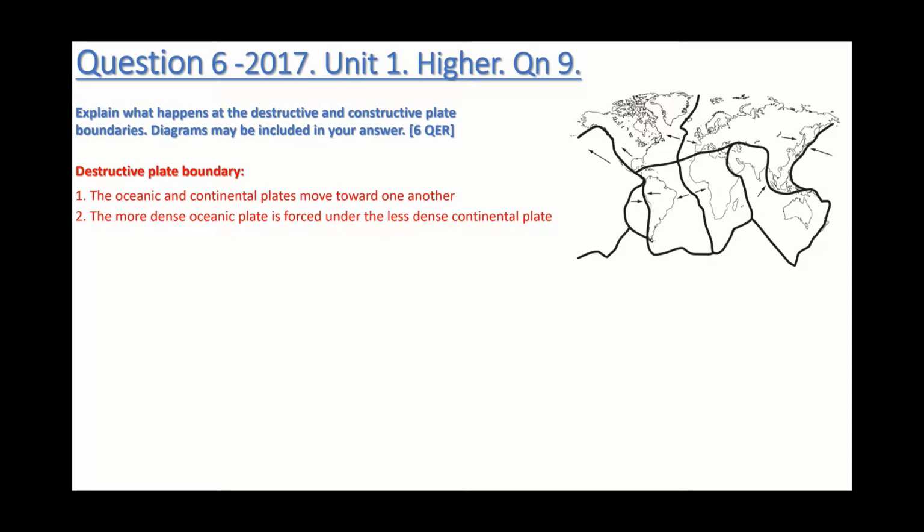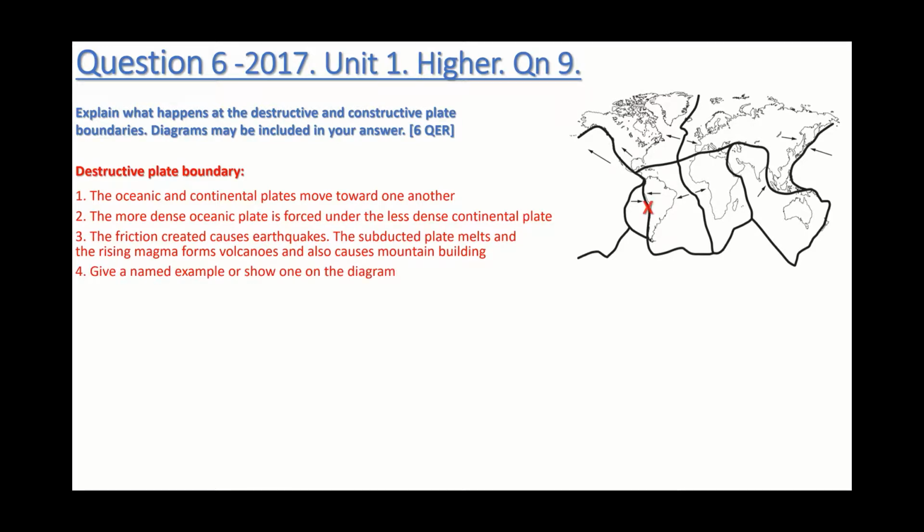The friction we get when this actually happens causes earthquakes, and the plate that gets subducted in this case actually melts and the rising magma created from the melting plate can cause the formation of volcanoes as the magma erupts from the surface. This phenomenon can also cause mountains to form too. To then give an even better answer, you can give a named example of one of these plate boundaries or label it on the diagram.